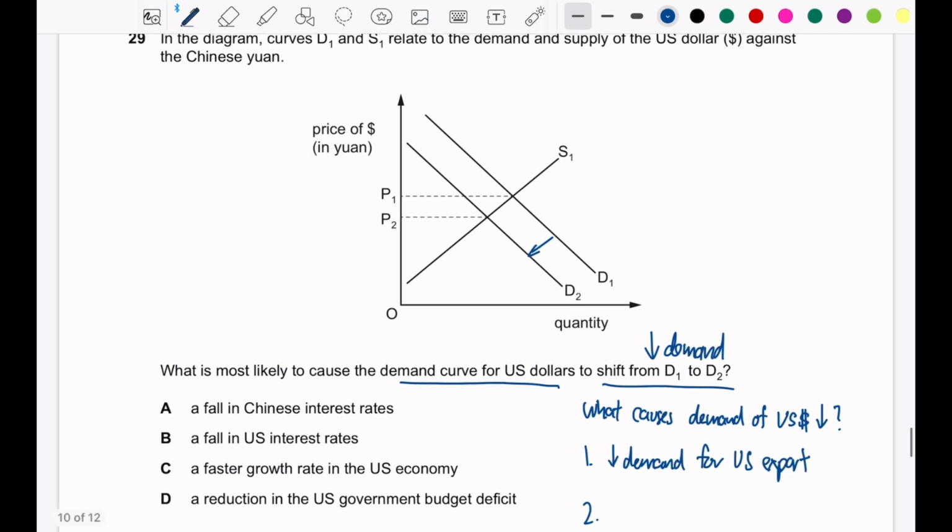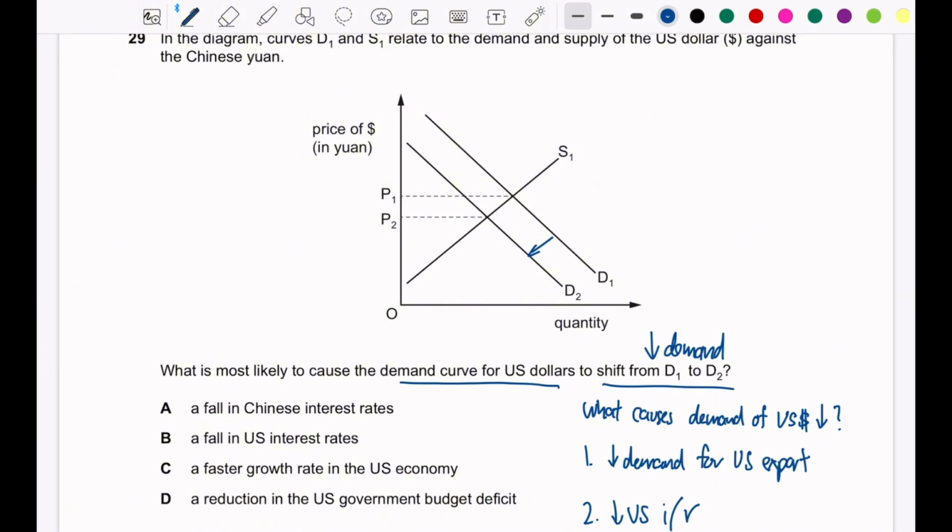The second one I can think of is a fall in US interest rates. This will cause a short-term capital outflow. Why? Because lower interest rates make investing in US assets less attractive to foreign investors, as they get less return. So fewer people want to hold USD, leading to a decrease in the demand for the currency. Investors may prefer to move their money to countries with higher interest rates where they get better returns. So this reduces the demand for US dollars.